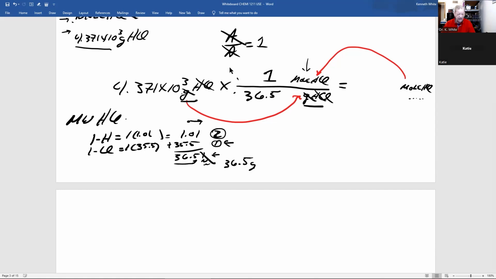So I will take 4.371 E 3 divided by 36.5. And my calculator gives me this number.